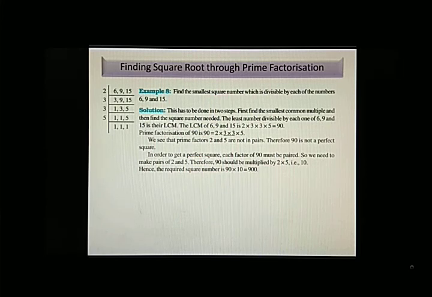So I hope you have understood today's class. We have also discussed the examples, and all these examples are of the prime factorization method. So you can practice them again in your notebook, and check for yourself whether these are square numbers or not, so you'll have a better understanding.